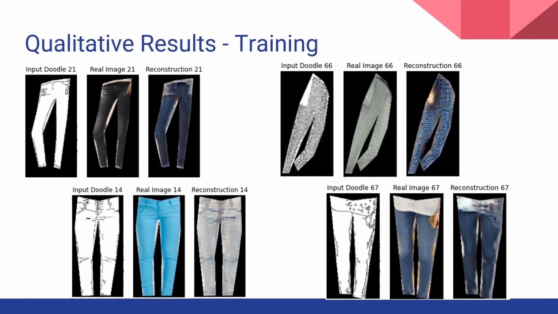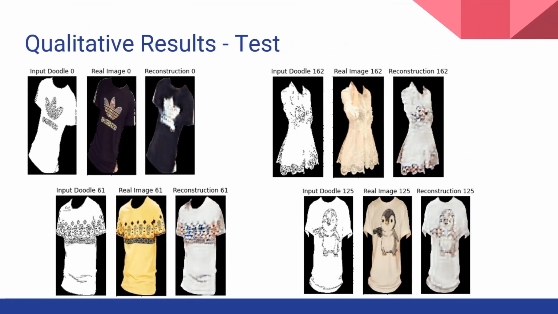If we move on to pants images, we can see that the generator can properly differentiate whether the doodle is a shirt or pant and color in details accordingly. These details are still pretty noisy though, for the same reasons as mentioned before.